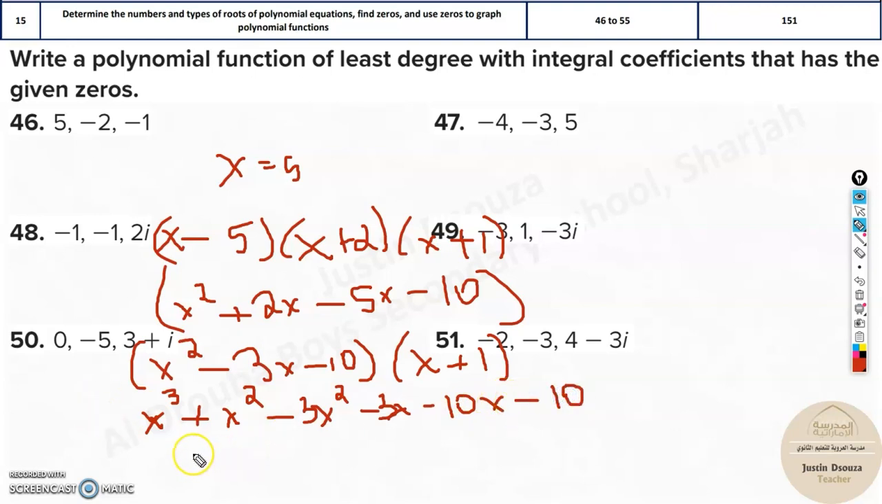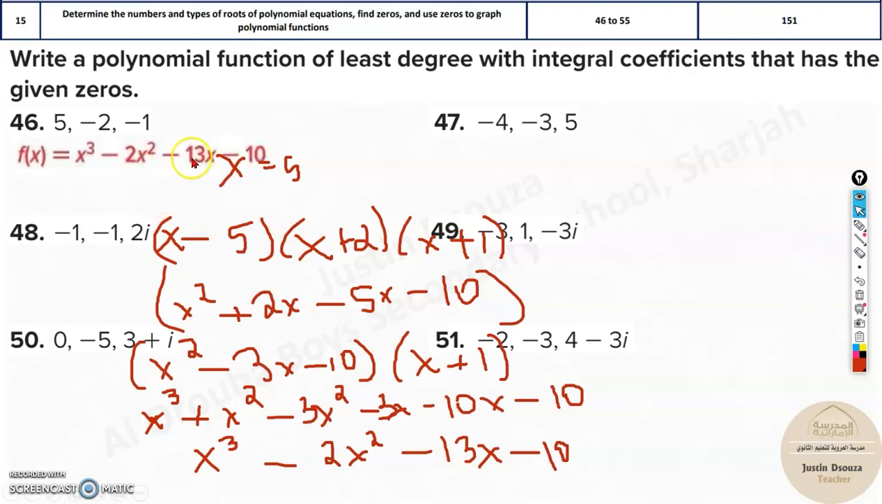Now you need to simplify it further. That is x cubed minus 2x squared minus 13x minus 10. So this would be the answer over here. You can try it out everywhere, but now there is a problem with this, because there are imaginary solutions, isn't it? So this is the general method.